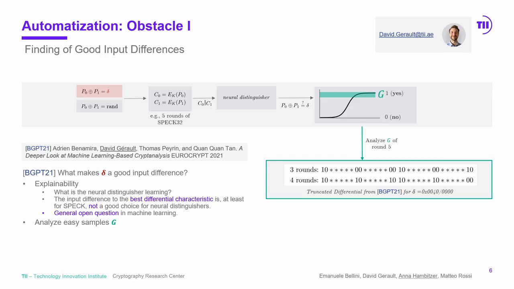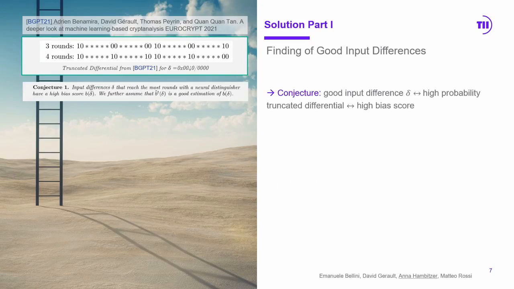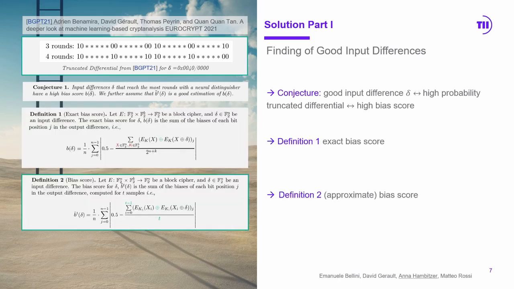So now how does this help us? We said, okay, let's generalize this and assume it applies to other ciphers as well. But that means now we have to find truncated differentials. So we approximate truncated differentials by high bias scores. To find a group of good input differences, we investigate bias scores, and instead of enumerating the XOR of the ciphertext pairs over all plaintexts and keys, we do this over a limited number of samples T.